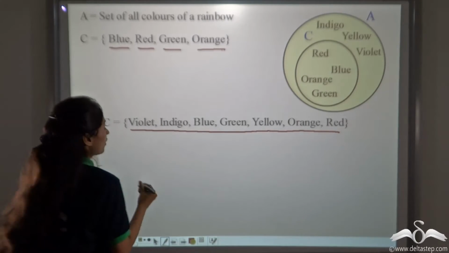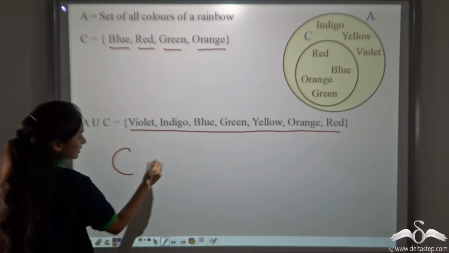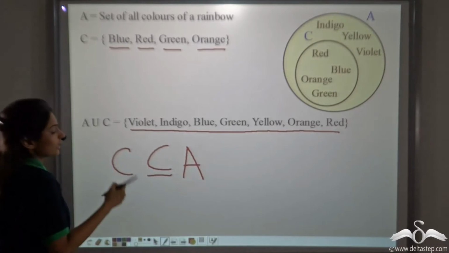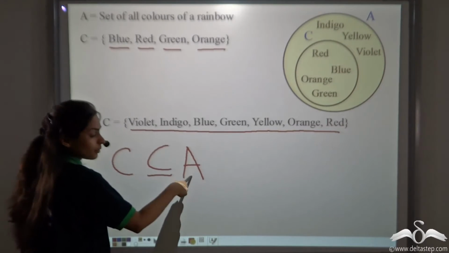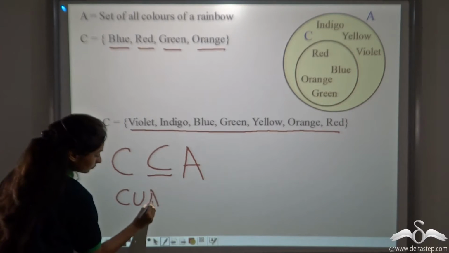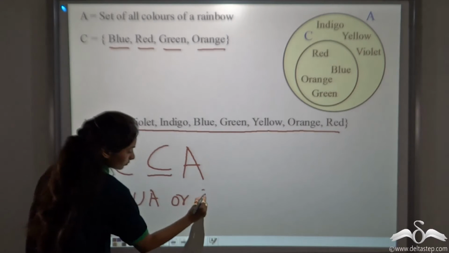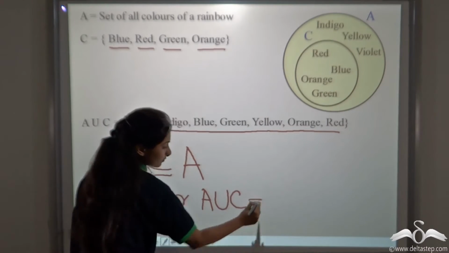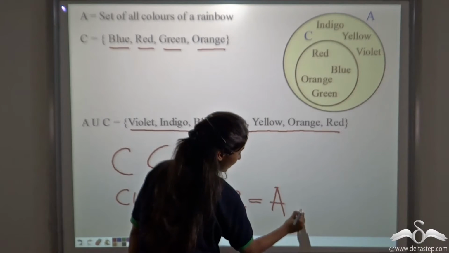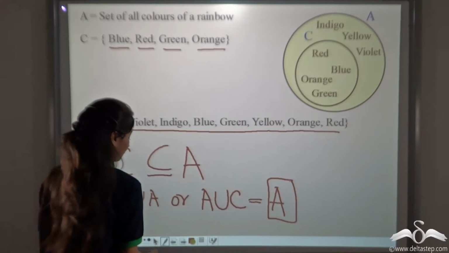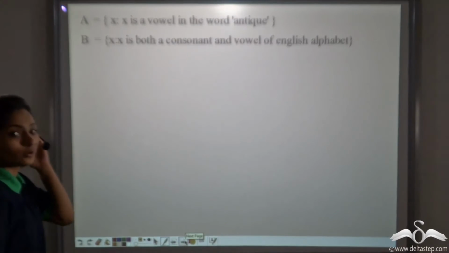So remember, whenever there is a subset C of A, or you can say there is a subset and a main set, then their union will give us the set A itself. That is the main set itself. Now solve this for yourself.